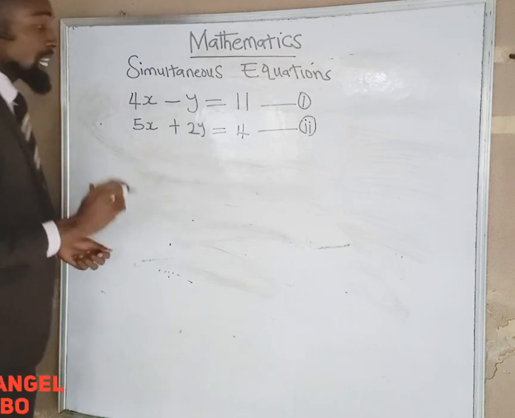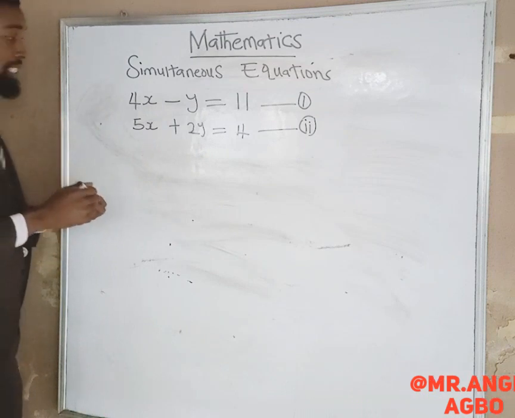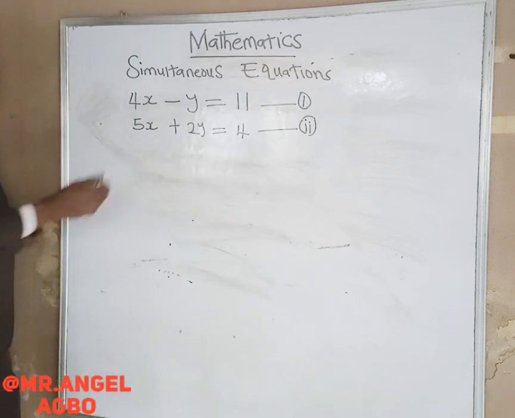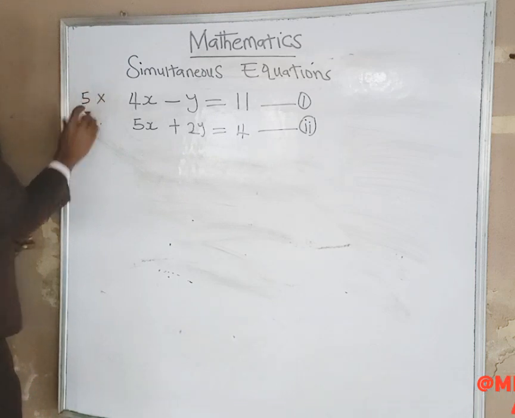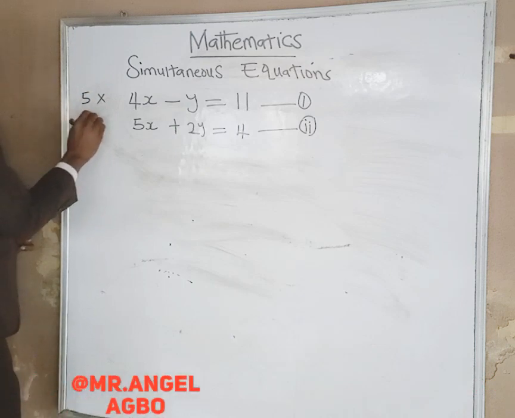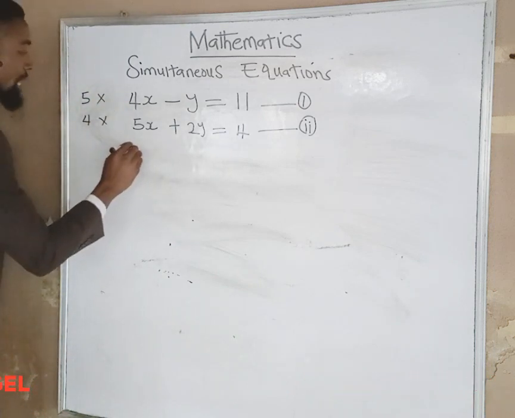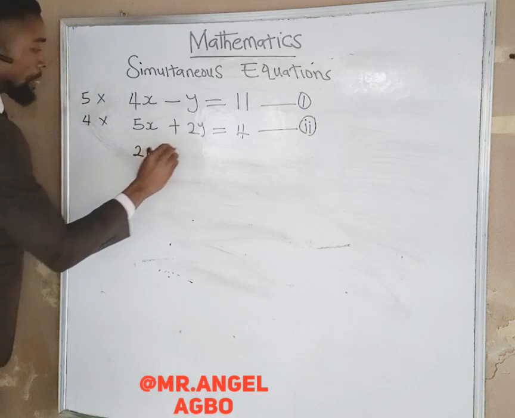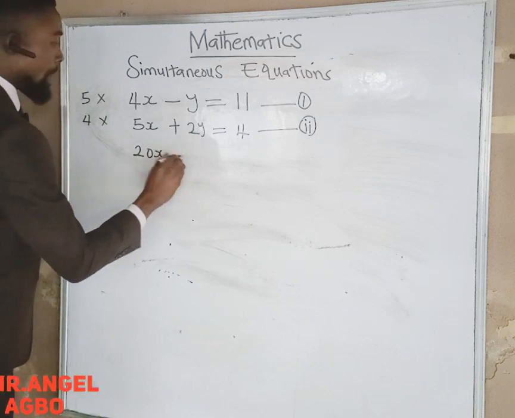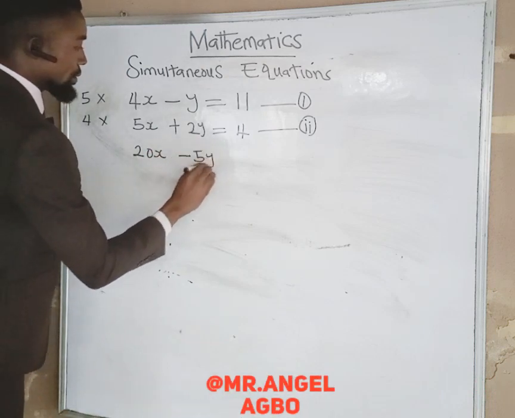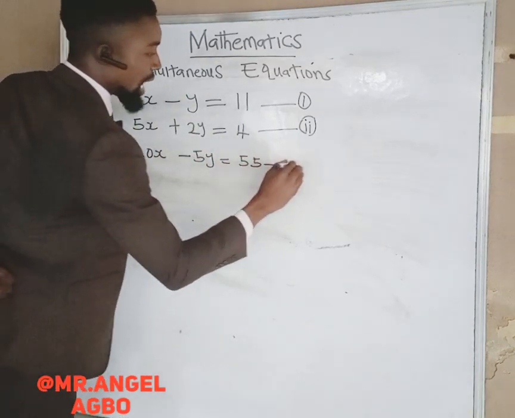For the sake of this video, we are starting with elimination method. So, in elimination method, we are going to balance the two equations. For us to balance these two equations, I would suggest that we multiply equation 1 by 5 and equation 2 by 4. In equation 1 now, 5 times 4x gives us 20x. 5 times minus y gives us minus 5y. 5 times 11 will give us 55. And we will rename this equation as equation 3.